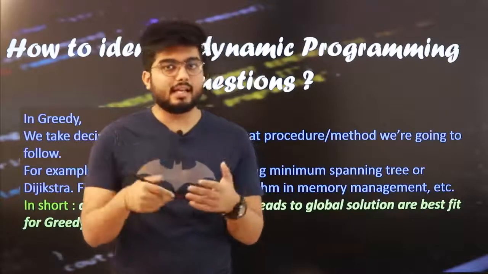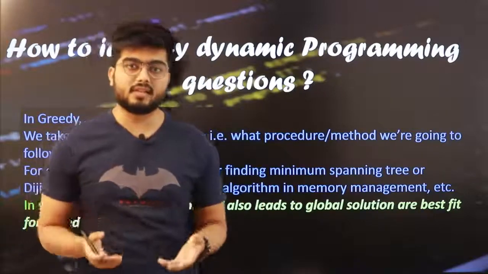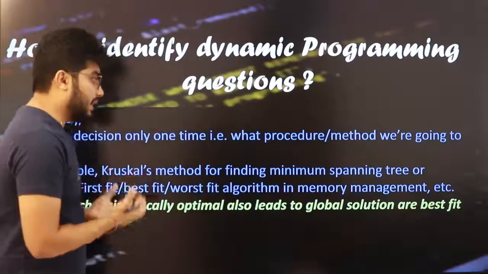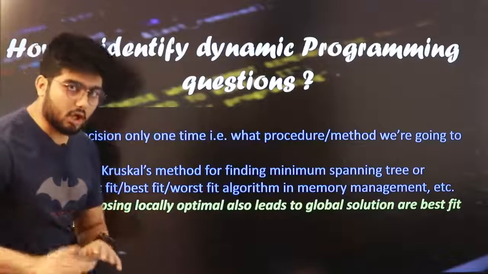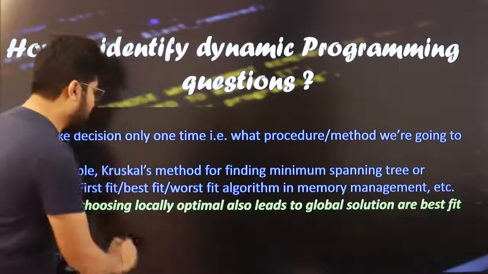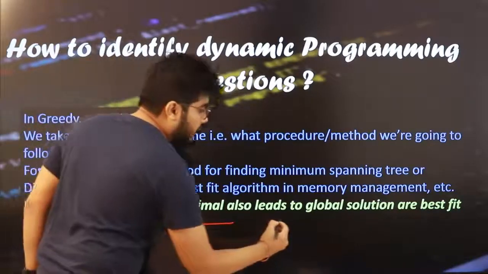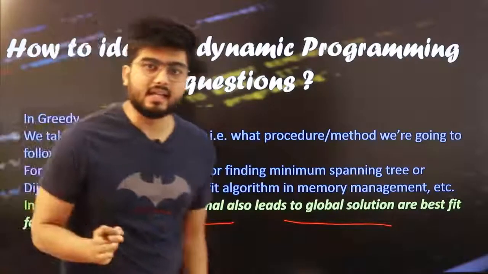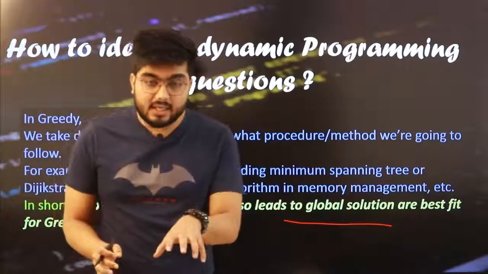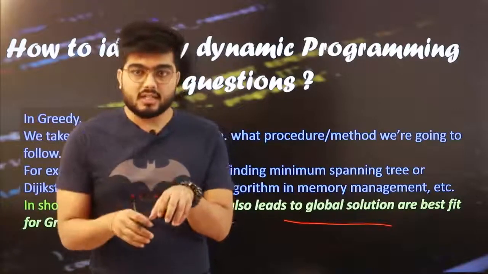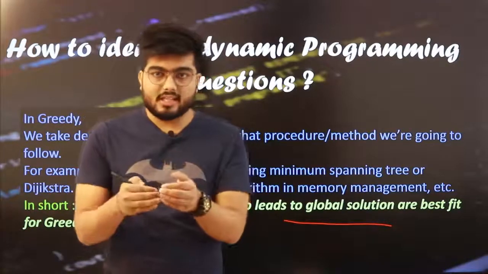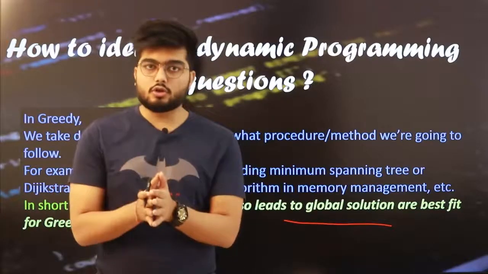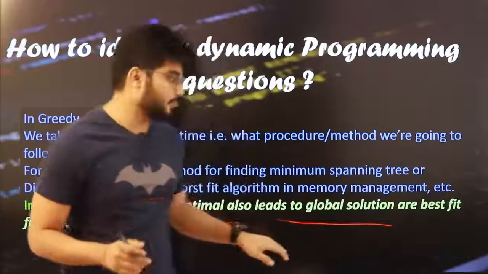Third smallest, and likewise we will go on until our minimum spanning tree is created. So this is what our greedy is. If you ask me, I'll give you a bottom line, just remember it. Locally optimal also leading to a global solution is the best fit for greedy. So if you see that you are moving towards your answer one step at a time, taking small steps, and eventually that will lead to your answer, then on those questions you can use the greedy technique.